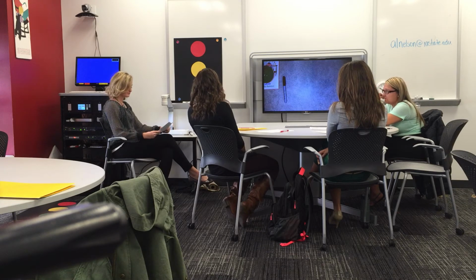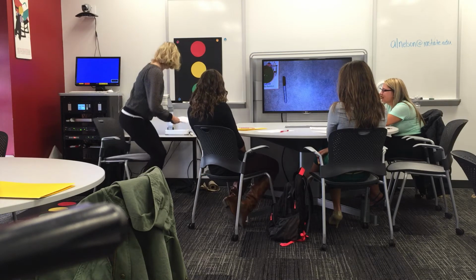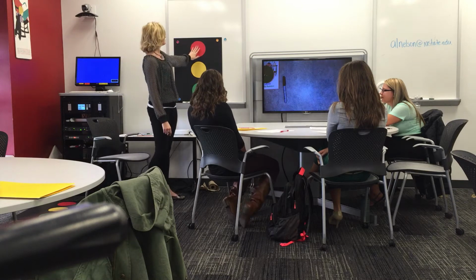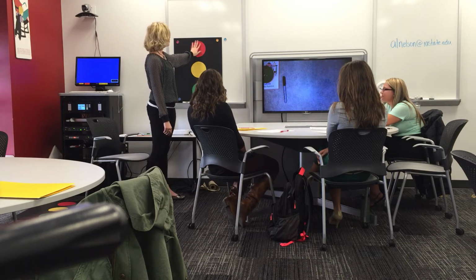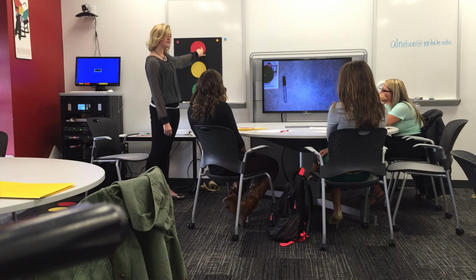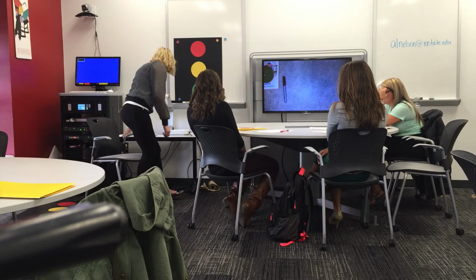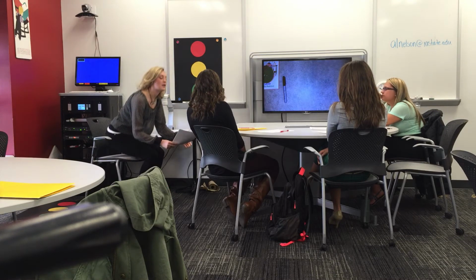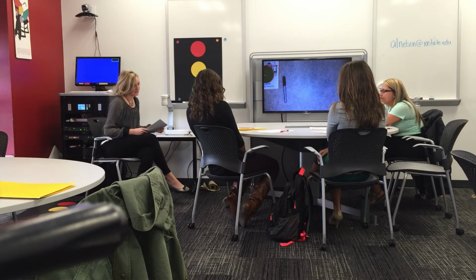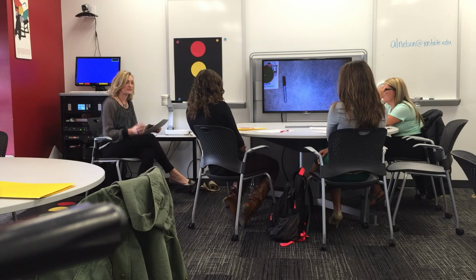So first off, this stoplight is going to help us describe. The first color, red, is where we're going to put our descriptive word of the character, their traits. Now, a trait is a word about the character's personality. It's what a character is on the inside.